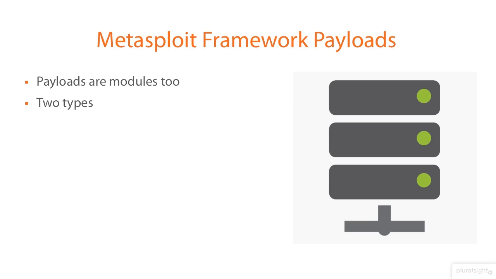There are two types of payloads. Singles are self-contained payloads that contain all the functionality needed in one package. Stagers and stages are a method of breaking up the payload functionality. A stager is code that is launched on the target platform. It then grabs additional payload code to launch and use called stages. We'll talk more about these two types next.